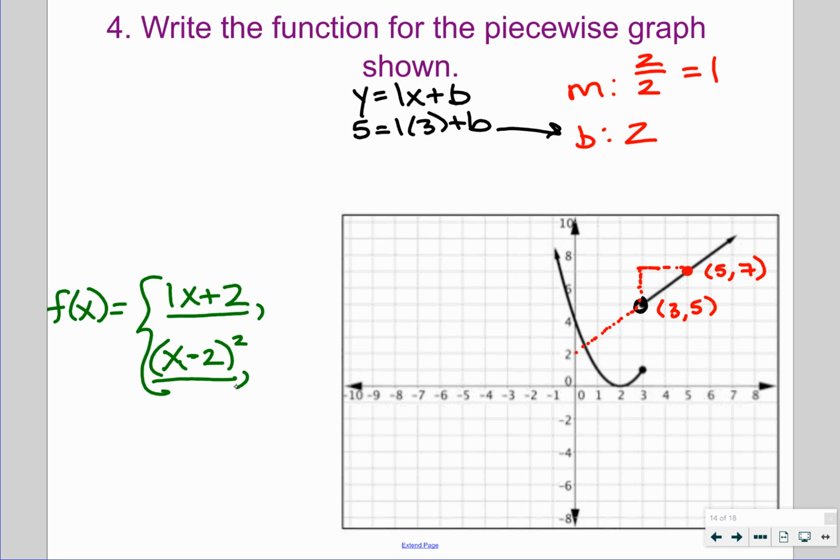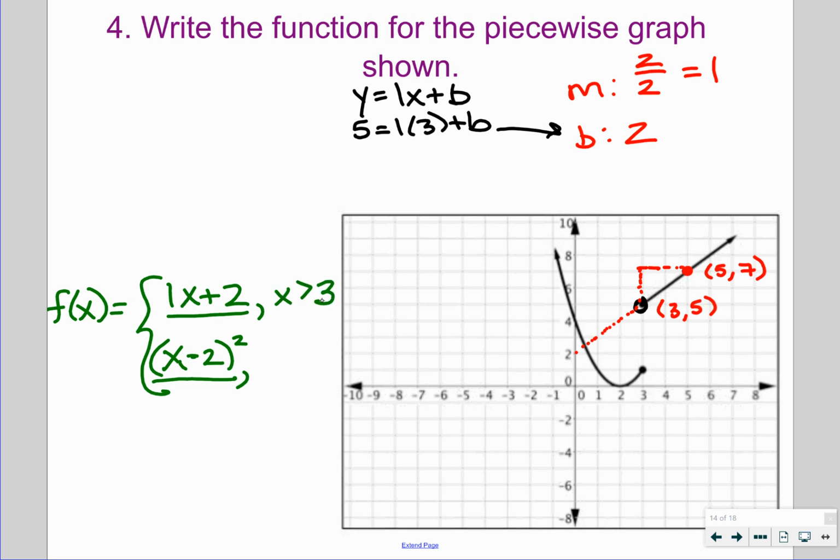X equals, think about this just like a domain question. What's the domain of that line? It's 3 to infinity, right? As far left as it goes. So that's my restriction. X has to be greater than 3.